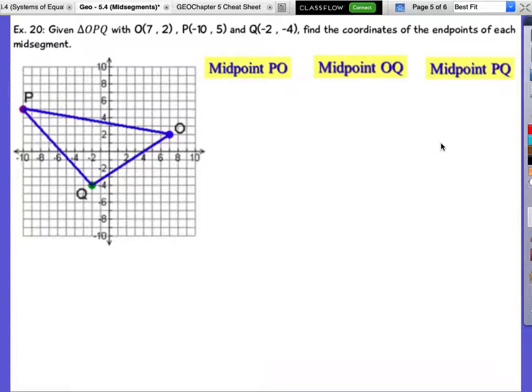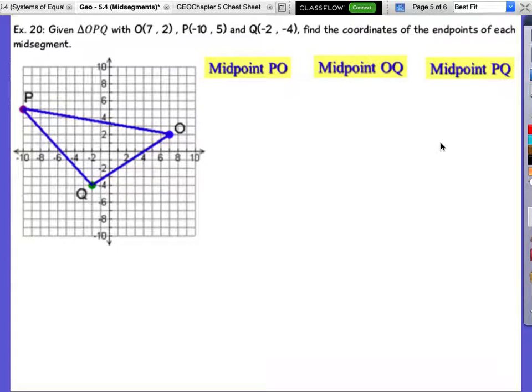Example 20. Given triangle OPQ with these points, find the coordinates of each midsegment. We need to find the coordinates of each midsegment. If we're finding midsegments, that means we need to find midpoints.